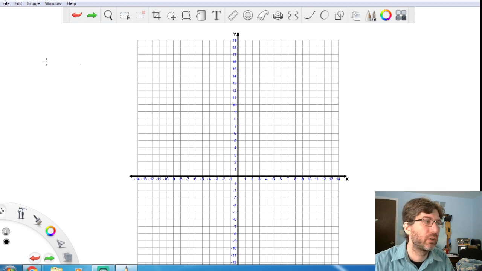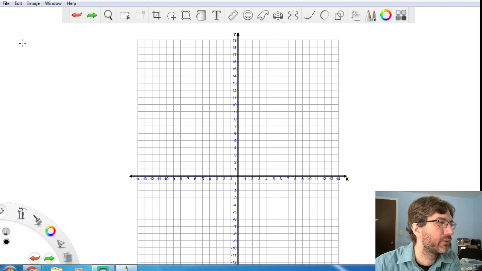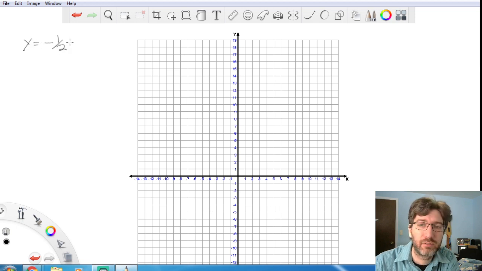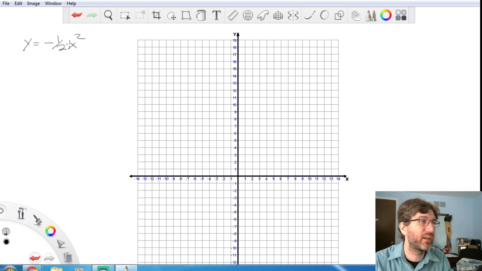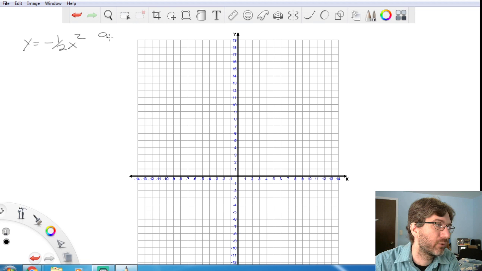Yeah, that looks good. So let's look at those graphs. So let's look at graphing y equals -1/2 x squared. Here we have an a value that is less than 0. So when a is less than 0, this is what's going to happen. Here we have a value of -1/2.